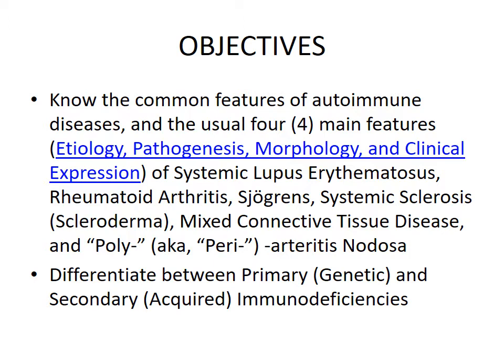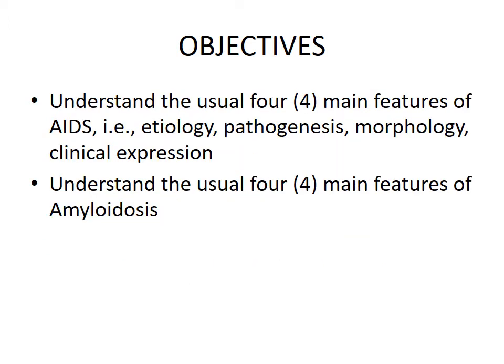polyarteritis nodosa. We will differentiate between primary genetic immunodeficiencies and secondary ones that are acquired. We will also understand the 4 main features of AIDS: etiology, pathogenesis, morphology, and clinical expression of the disease, and the 4 main features of amyloidosis, the deposition of amorphous material within the body organs.